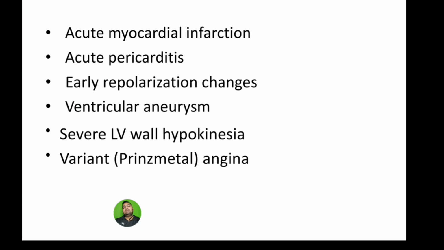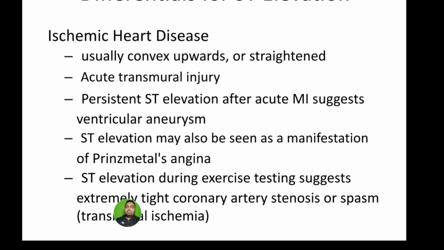So these are the DD of ST elevation. It can be because of acute MI, acute pericarditis, or VRP, that is early repolarization syndrome. Then it can be because of ventricular aneurysm, severe LV wall hypokinesia, and Prinzmetal's angina or variant angina. So now let us learn what are the differentials of ST segment elevation.